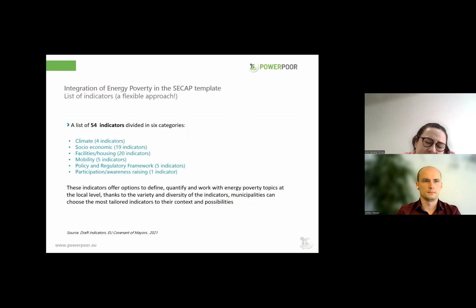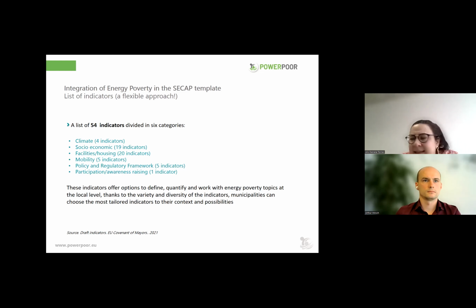Within the effort of the European Covenant of Mayors, several indicators have been designed, specifically on topics such as climate, socioeconomic issues, facilities, mobility, policy and regulatory issues, and participation and awareness raising, that can help cities assess the energy poverty status and actions in their cities.